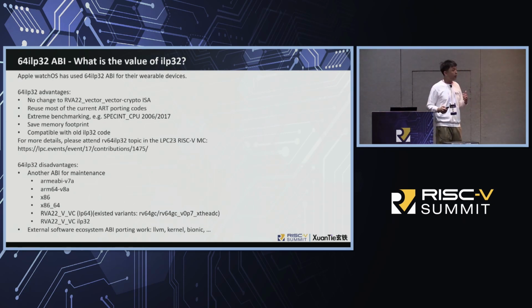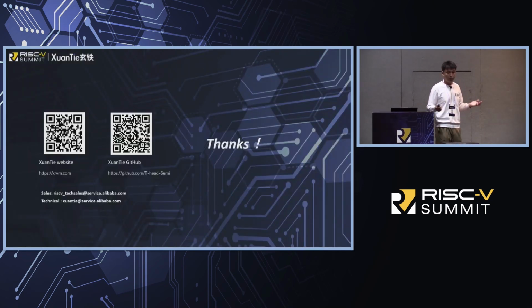So that's all. To summarize, two discussion points: one is how to let existing hardware run with AOSP, and the second is what we think about the ILP32 ABI in Android. Thank you very much.